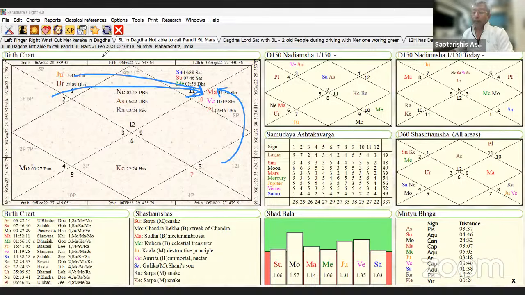The native was making phone calls to rare type of pundits. And no one's phone was going through. The phone was not going through. Why? Because it is Dagdha Rashi. Of course, Pluto is also along with it, but it is Dagdha Rashi. You understand it? Dispositor of it, Shani, has gone with Surya and Mercury. Mercury Karaka of communication. Why Pandit? 9th Lord. Done.